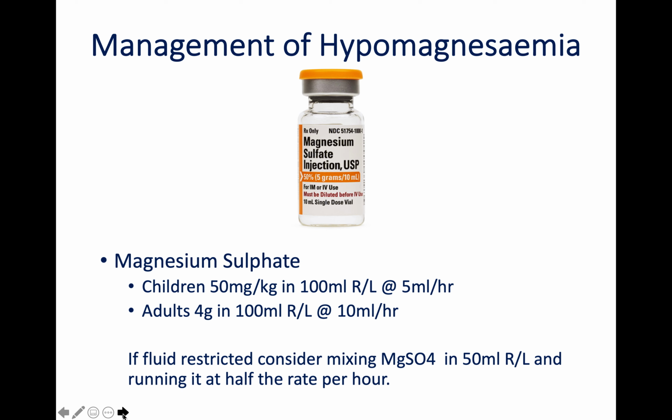The management of hypomagnesemia is magnesium sulfate. In kids, we give 50 milligrams per kilogram in 100 mL of Ringer's lactate at 5 mL an hour, and adults 4 grams in 100 mL of Ringer's lactate at 10 mL an hour. But if the patient is fluid restricted for any reason, consider mixing it in 50 mL of Ringer's lactate and then halve the running rate. So for children, it'll be 2.5 mL an hour, and adults 5 mL an hour.